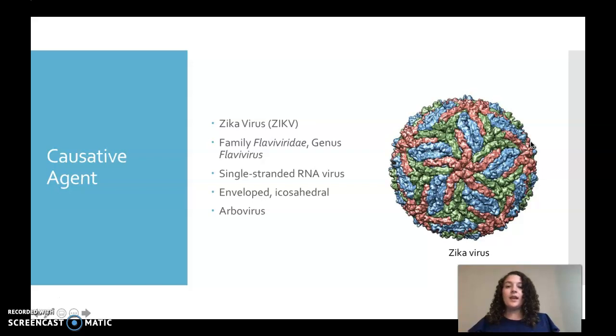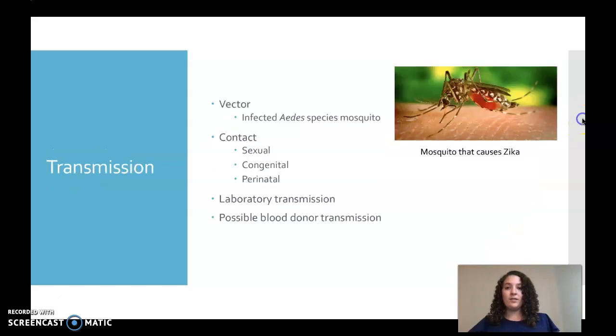So Zika virus is a virus in the family Flaviviridae in the genus Flavivirus. So it is in the same family as dengue fever, yellow fever, West Nile virus. It is a single-stranded RNA virus. It is enveloped and has icosahedral proteins. It is also an arbovirus, which means it is primarily transmitted through an arthropod vector. Like other members of its family, dengue, West Nile, it's transmitted through mosquitoes, and they are all arboviruses.